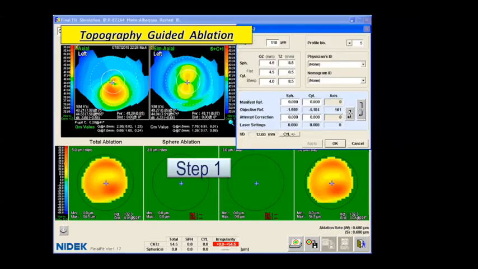Now, step one. Step 1 is epithelial removal. Plain PTK, then topography guided to change it from irregular to regular. But how do you take the topo guided after the epithelium removal? I know it is not 100%.